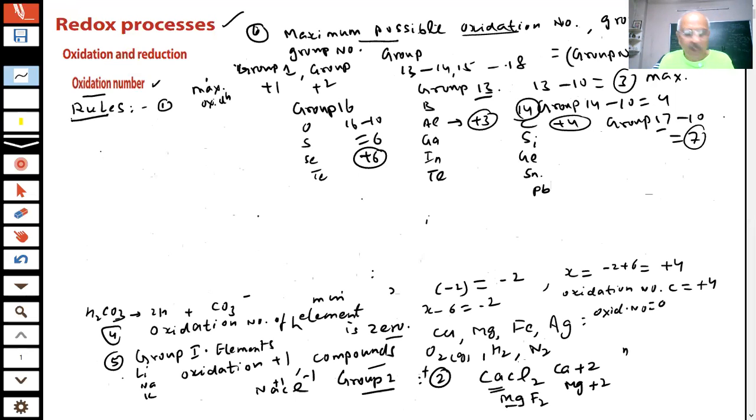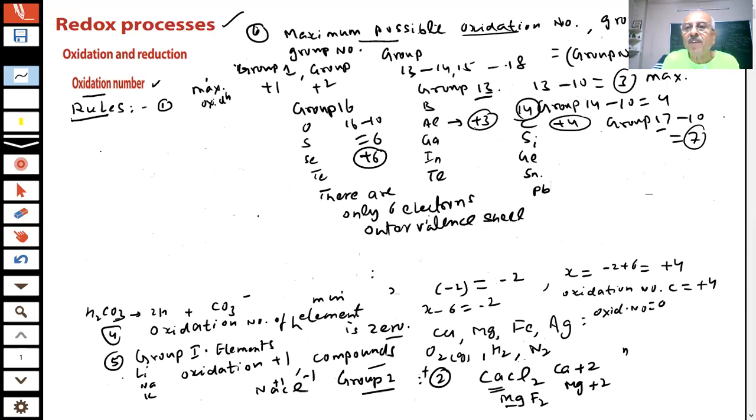They can have less than that, because there are only 6 electrons in their outer valence shell. So there are only 6, so they can be only plus 6.